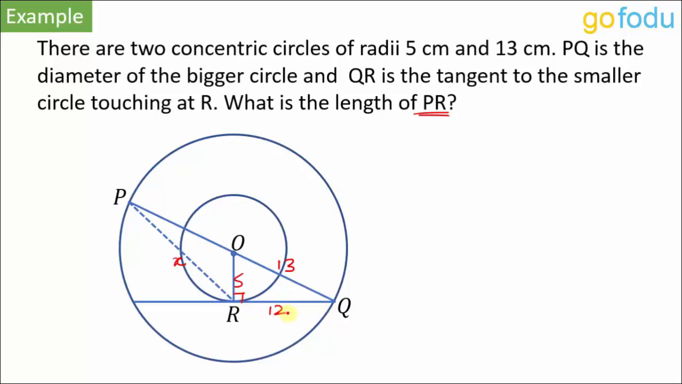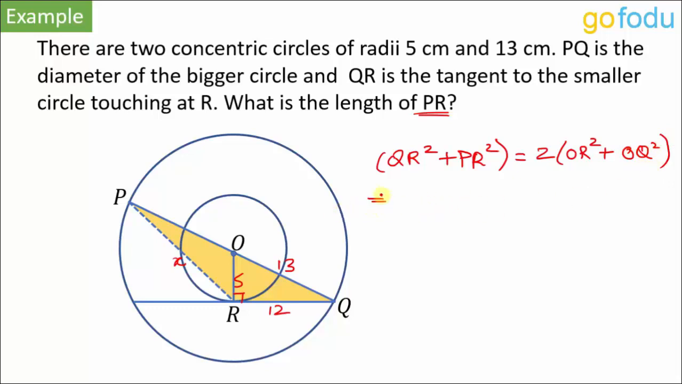Now take this triangle QRP. RO is the median as PQ is the diameter and O is the center. RO will be the median. We have two sides PQ and RQ and the length of the median on one of the sides. So can we find the third side? Length of median is involved, so we'll go with Apollonius theorem and we can write QR square plus PR square is equal to twice of OR square plus OQ square.